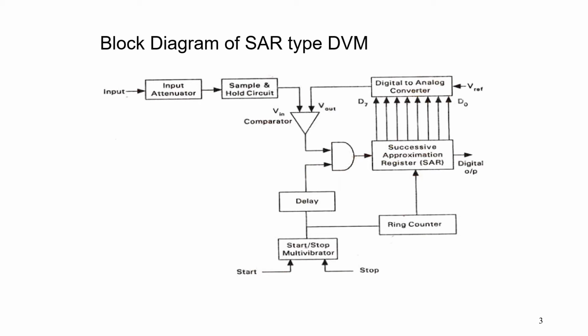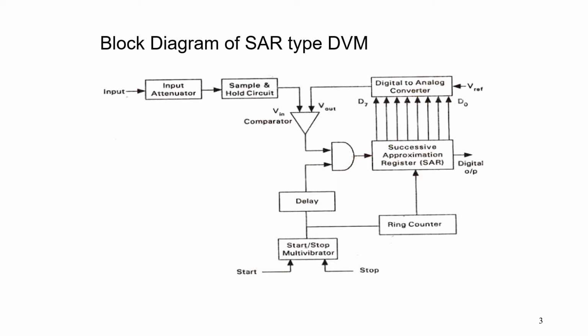The successive approximation type digital voltmeter performs analog to digital conversion, known as digitization. Here the block diagram of the successive approximation type of digital voltmeter is shown. When the start pulse signal activates the circuit, the successive approximation register, SAR, is cleared.